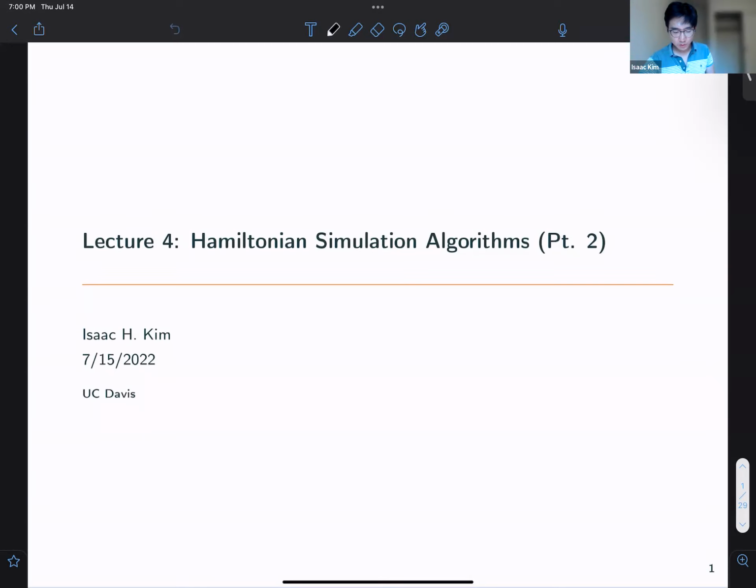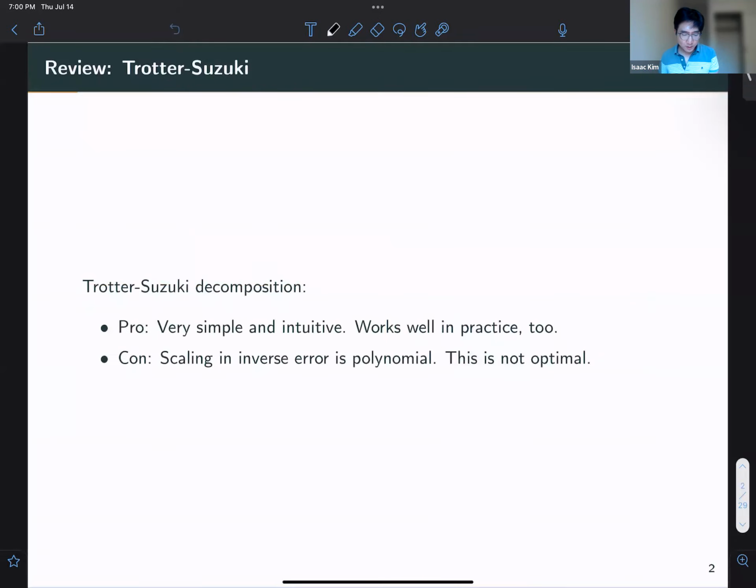So thanks for coming to the last lecture. I'm going to talk about the Hamiltonian simulation algorithms, which are post-Trotter. As I said, we just talked about Trotter-Suzuki decomposition. And what's nice about it is that it's very simple and intuitive, but there are better methods out there. And I'm going to tell you the basic ideas behind these methods.